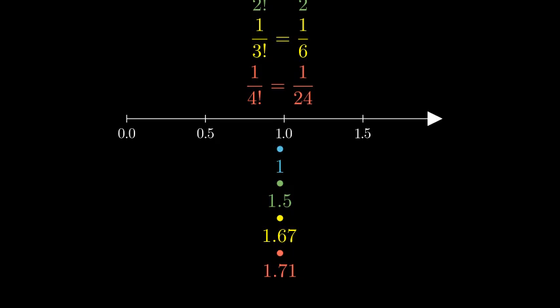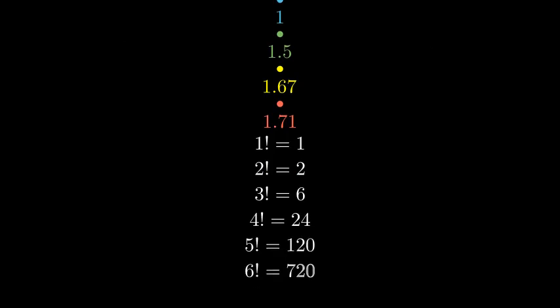Let's observe what's happening. Each term is getting much smaller than the previous one because we're dividing by larger and larger factorials. In fact, the denominators are growing extremely quickly: 1, 2, 6, 24, 120, 720, and so on.